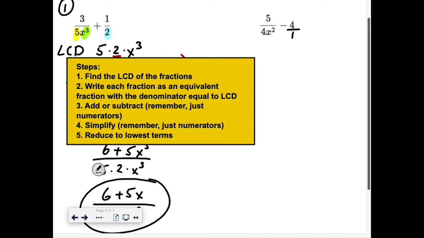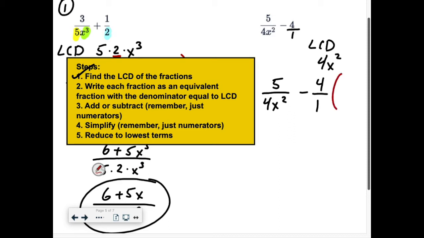Well, now I need my LCD, and my LCD here is just going to be the 4x squared times the 1, but we know if we multiply everything by 1, it doesn't matter. So that's my LCD. It has the 4, it has the x squared, and it implicitly has the 1, because 1 is a factor of 4. So I found the LCD. Now, time to write each fraction with the LCD as my denominator. Well, the first one doesn't have to change. It's already like it. We're good to go.